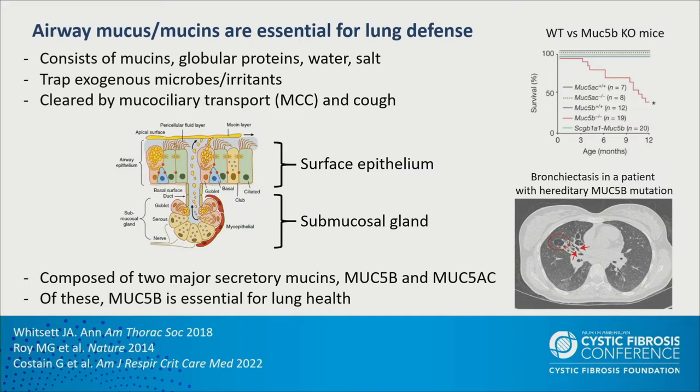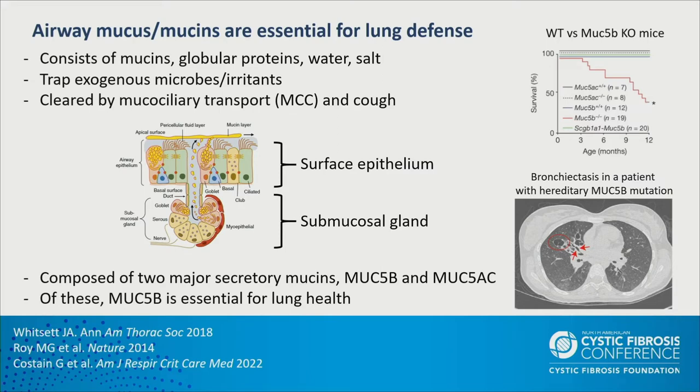The airway mucus and the mucin are the essential component of lung defense, and the mucus consists of mucin, many globular proteins, water, salt, and so on. Mucus can trap exogenous microbes and irritants, and they are cleared by mucociliary transport and cough. In the large airway, we have two anatomical regions that secrete mucus, submucosal gland and surface epithelium. And the glandular secretions are transferred from the gland to the surface epithelium through the gland duct.